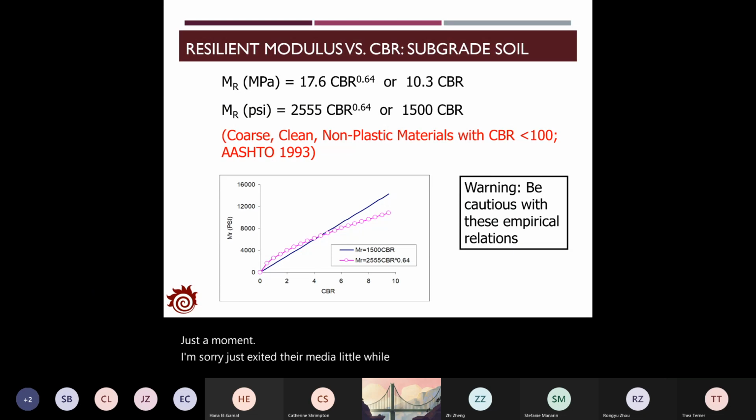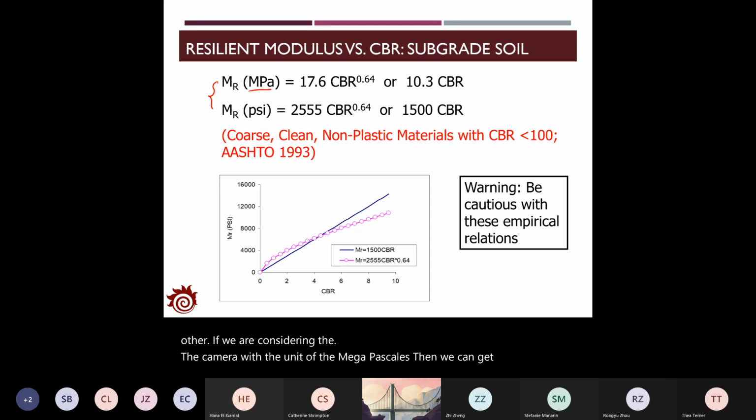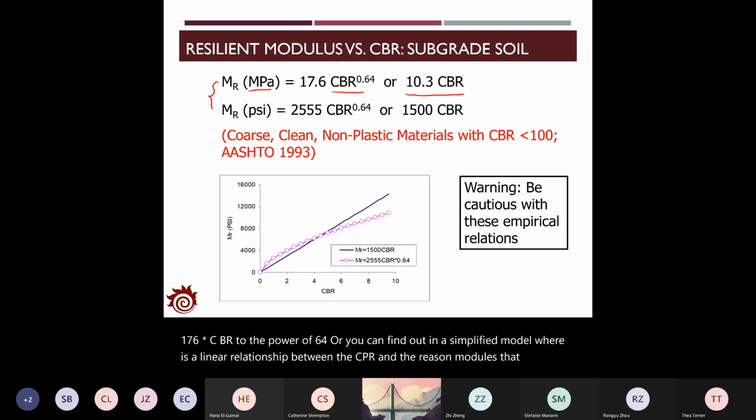So basically, we can find out the resilient modulus is a function of the CBR. These two models are quite equivalent to each other. If we are considering the MR with the unit of the megapascal, then we can get an MR equal to 17.6 times CBR to the power of 0.64. Or you can find out in the simplified model where it's a linear relationship between the CBR and the resilient modulus. That is 10.3 times CBR.